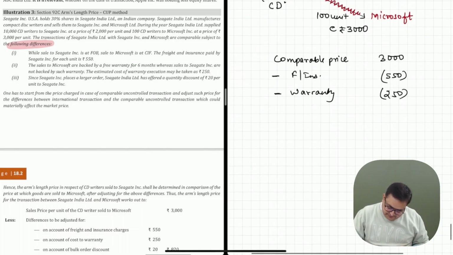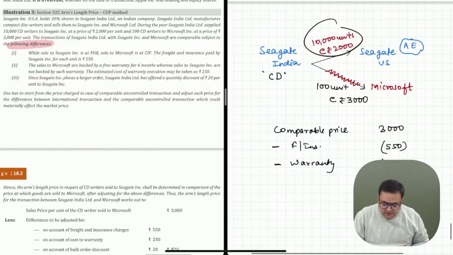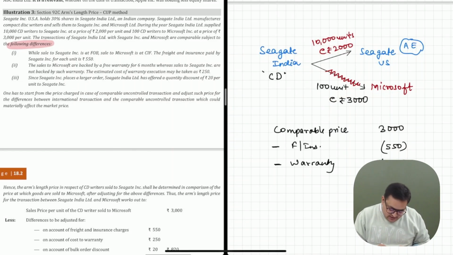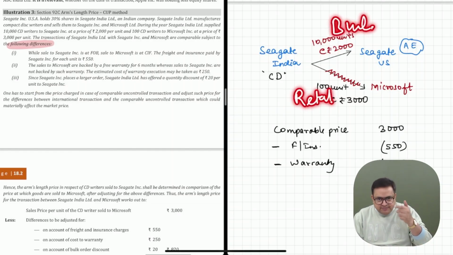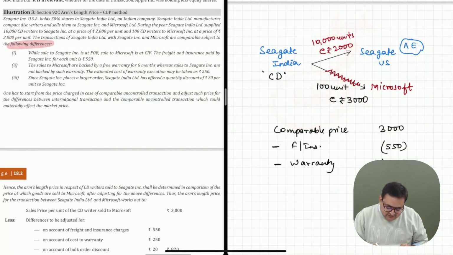And then the next point says, since Seagate Incorporation places a larger order, obviously, because they are selling 10,000 units, and here we are selling only 100 units. So it is actually a bulk order. It's written over here: Seagate India has offered a quantity discount of 20 rupees per unit to Seagate Incorporation. So this is a retail transaction, and this is a bulk transaction. In bulk, we will give at a lower price. Here we would have charged extra. And how much is the difference? It is 20 rupees.